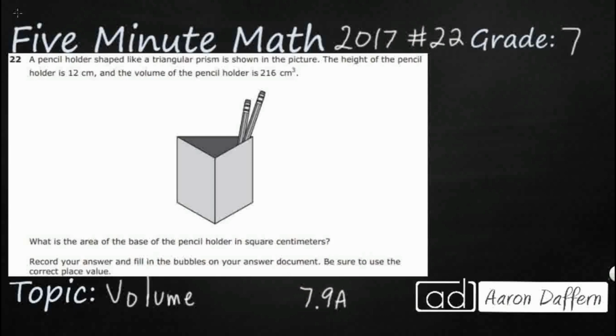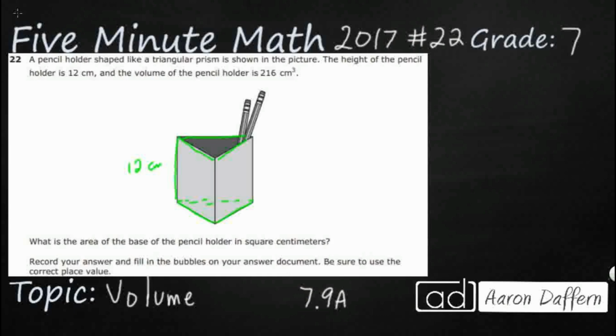So we have a pencil holder here, shaped like a triangular prism. That simply means that we've got two triangular bases. This last one is kind of hidden in the back here. And they're stretched out and you've got rectangles supporting them. The height of the pencil holder is 12 centimeters. So we've got that right there.